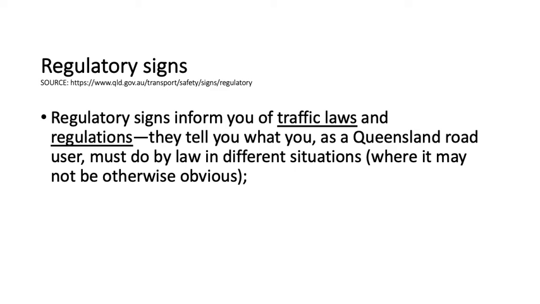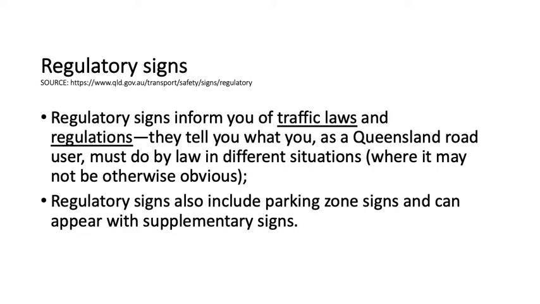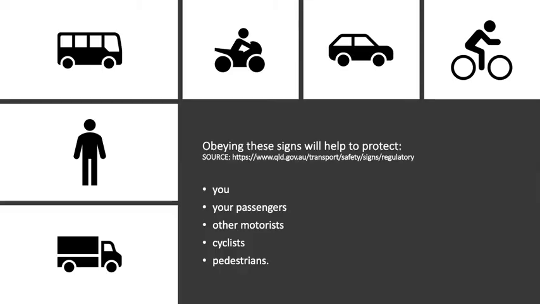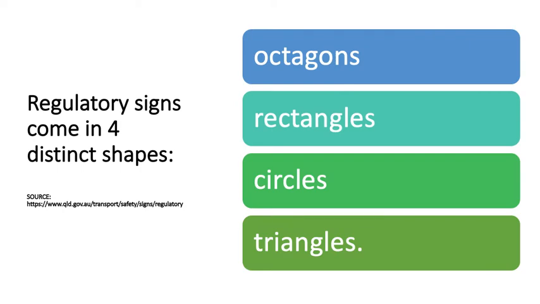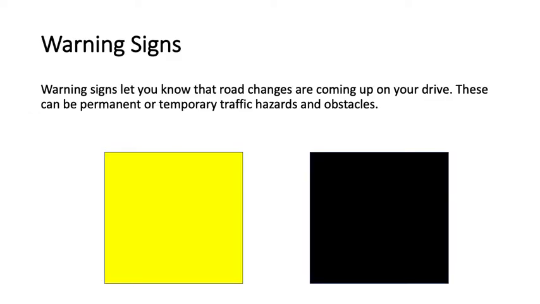Regulatory signs inform you of traffic laws and regulations. They tell you what you as a Queensland road user may do by law in different situations where it may not otherwise be obvious. Regulatory signs also include parking zone signs and can appear with supplementary signs. Obeying these signs will help to protect you, your passengers, other motorists, cyclists, and pedestrians. Regulatory signs come in four distinct shapes: octagons, rectangles, circles, and triangles.